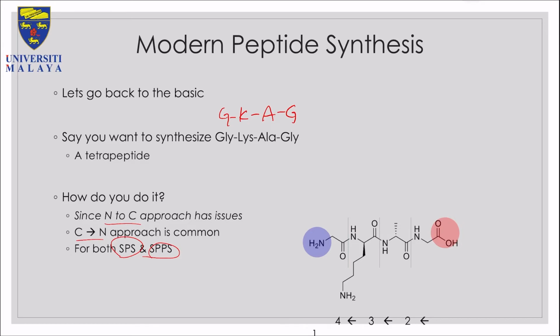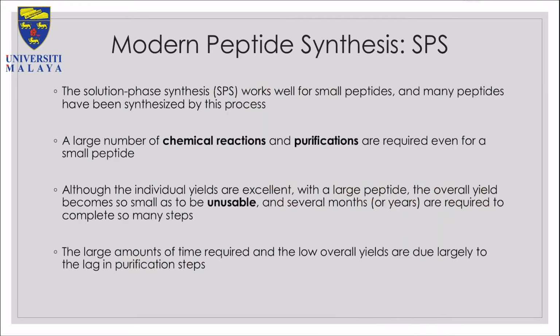C to N means you have the C terminal as the first amino acid, and then you grow it towards the N terminal. Second amino acid, third, and fourth. This is what modern peptide synthesis does. It always goes from C to N. Solution phase synthesis works well for small peptides, and many peptides have been synthesized in this process.